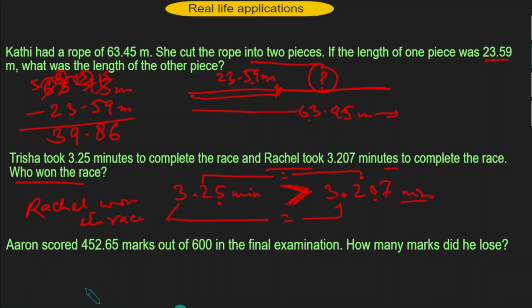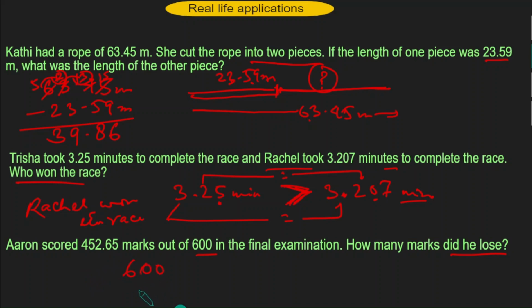Likewise, the next question is Aaron scored 452.65 marks out of 600 in the final examination. How many marks did he lose? Isn't it? Lose. So, can you guess which operation will you apply to get this answer? Okay, it is nothing but subtraction that we will be using here.